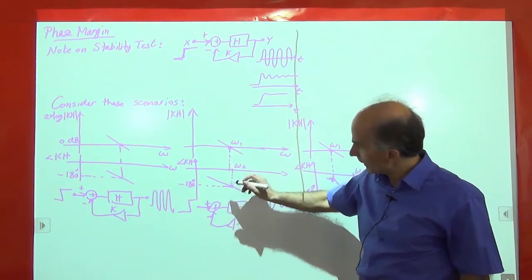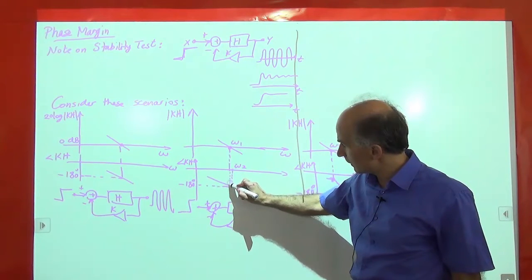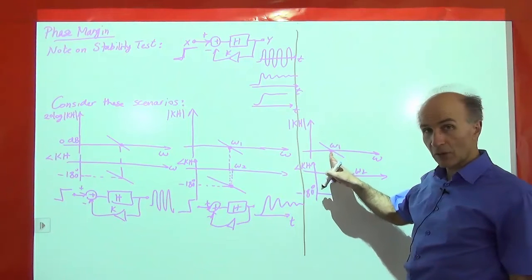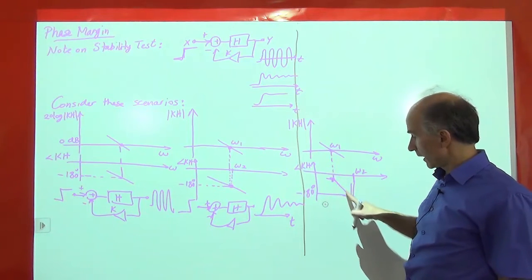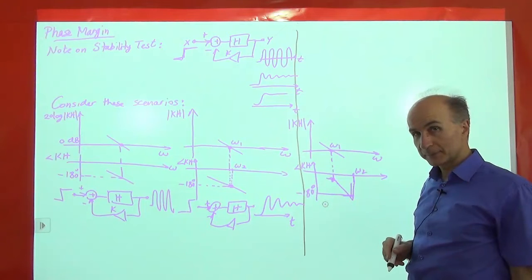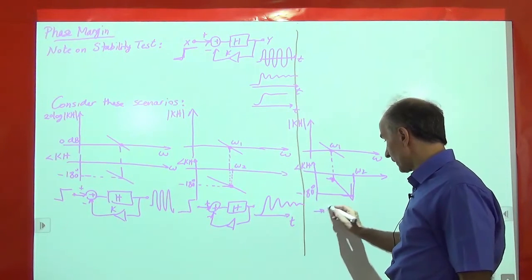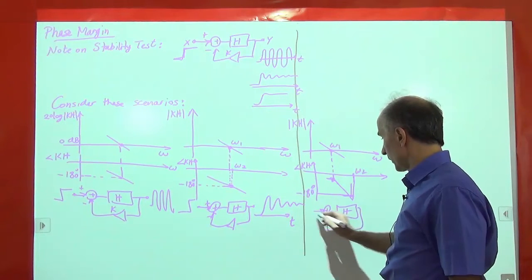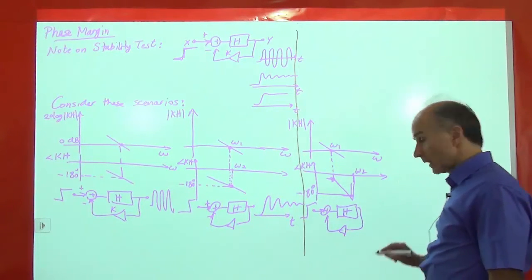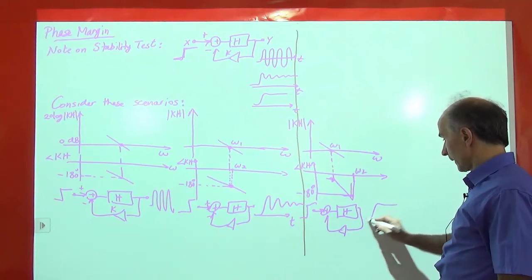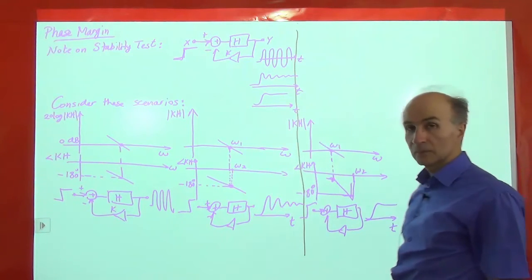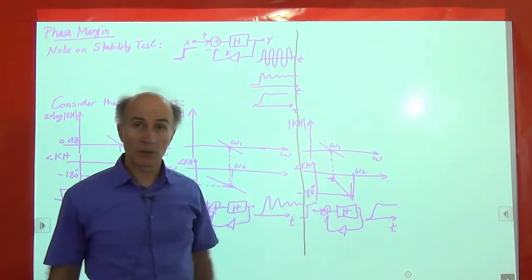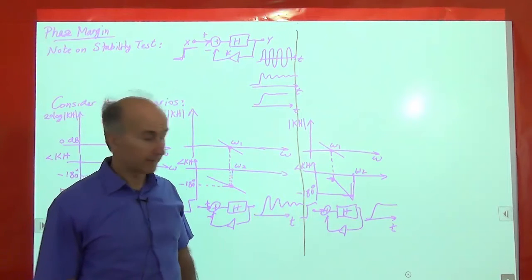Here, at omega 1, the phase is still pretty close to minus 180. But here, at omega 1, at the gain crossover frequency, the phase is away from minus 180. So in this case, we might expect the closed loop system now has a pretty good behavior. If I give a step here, I will also see a nice step here. That's what we would like to have in feedback system design.